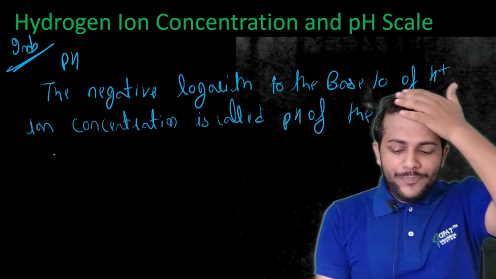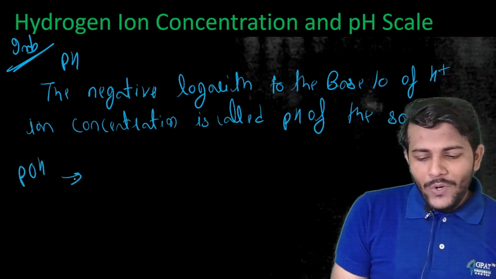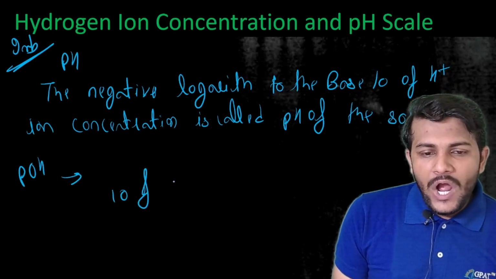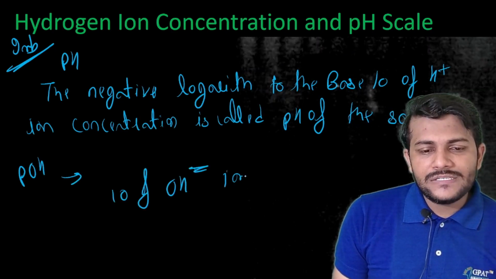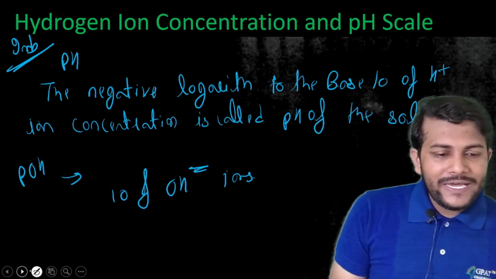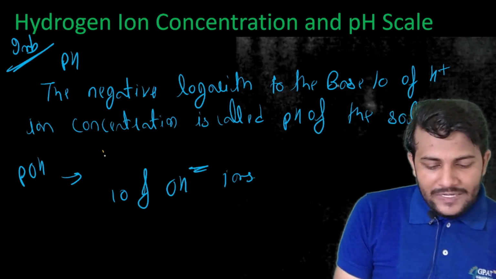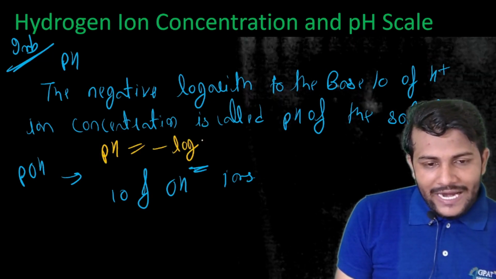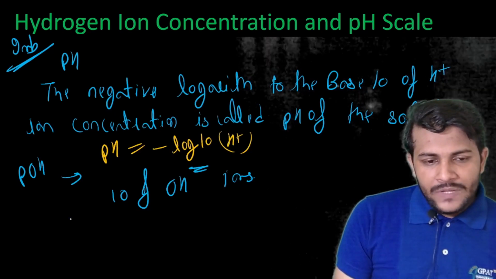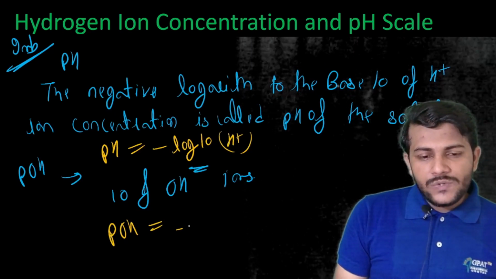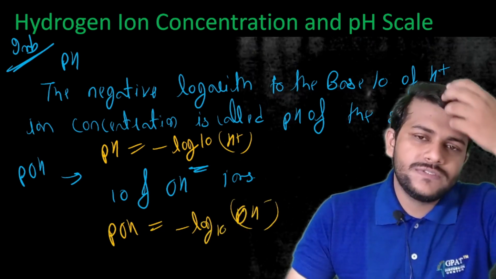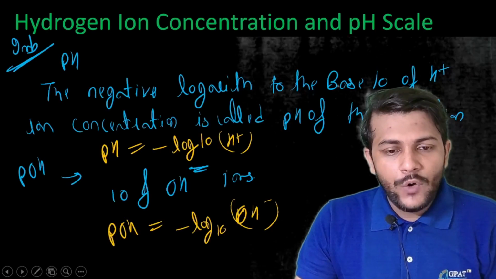Whereas pOH is what? pOH is the negative logarithm to the base 10 of the OH negative ion concentration. That is your pOH. How we can represent it? We can represent pH in this format, or we can write the above statement in a simple format like this. And regarding pOH, pOH is your negative log 10 of OH negative ion concentration. Got it? I hope this is clear to everyone now.